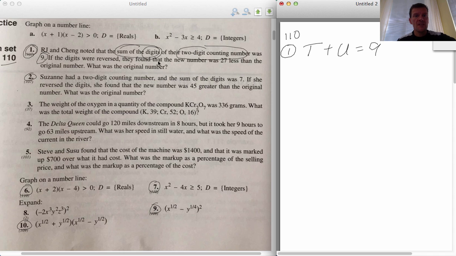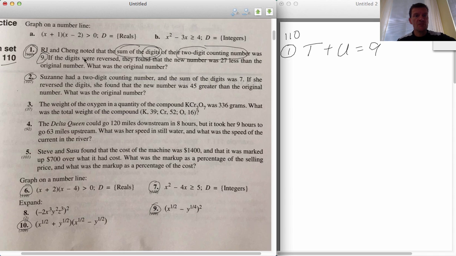Okay? Then they found that if the digits are reversed, so that means T is normally in the tens place, U is normally in the units place. Now we're going to take that digit, whatever that is, 1, 2, 3, 4, 5, 6, 7, 8, or 9, that is in the units place, and move it to the tens place. And the tens digit is going to be moved to the units place. So when those digits are reversed, they found that the new number, not the digits, but the actual value of that number, is 27 less than the original number.